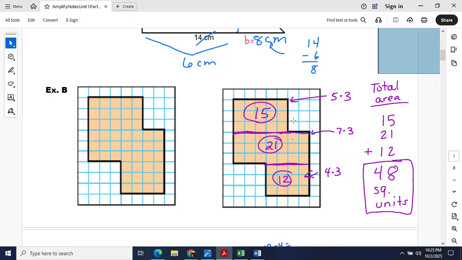And the top rectangle is a 5 by 3, area is 15. This one is 7 times 3, which is 21. And make sure you're counting. Don't just copy what I have. Make sure that you can count that the side length is 7 and the side length is 3, which equals 21. This is a 4 by 3, which is 12. Then you add up the 3 areas, and the answer is 48 square units. So go ahead and pause. You could try example C.